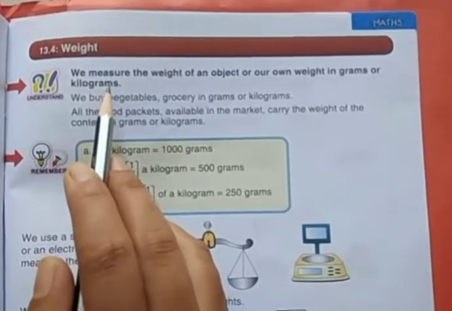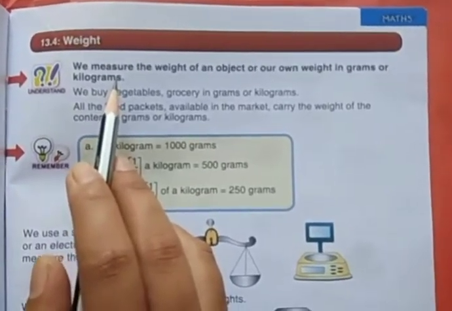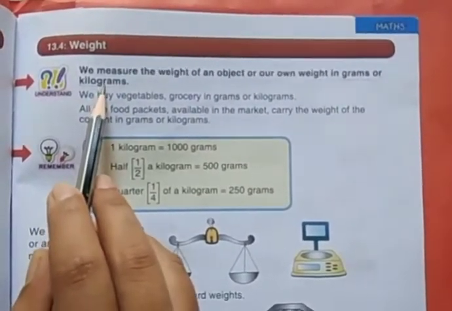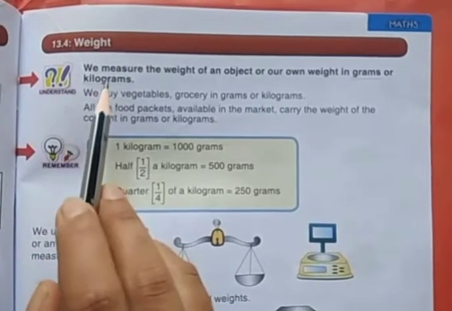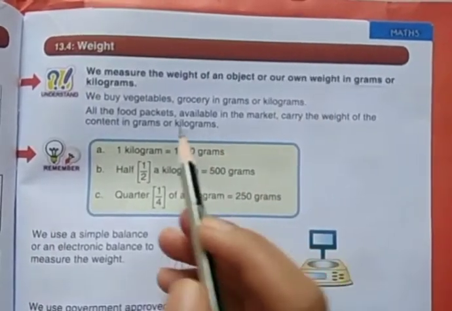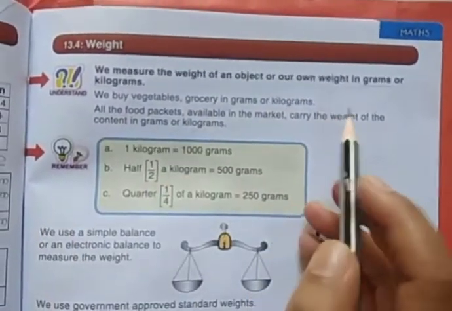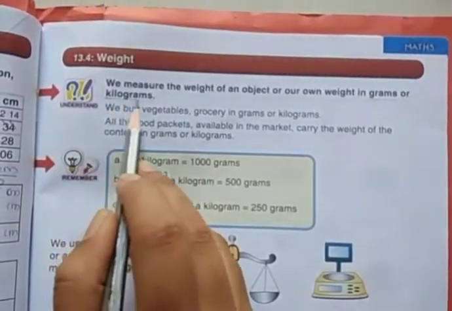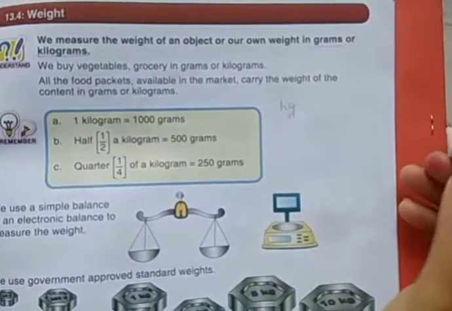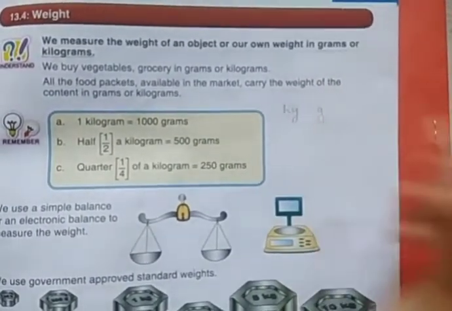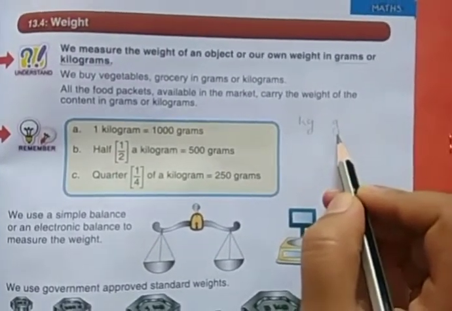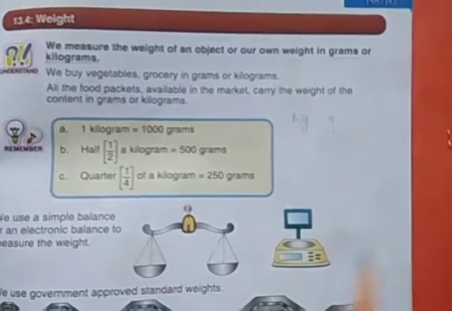Children, to weigh the mass of any object we use grams or kilograms. The weight of humans is measured in kilograms. In short form, kilogram is written as kg, and gram is written as g. This is kilogram and this is gram. The weight of small objects is measured in grams.